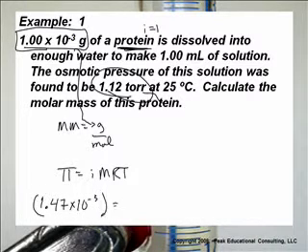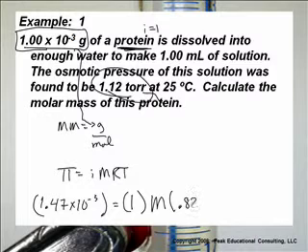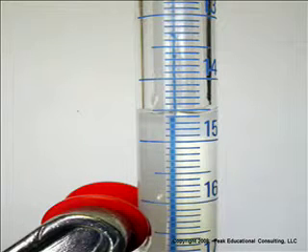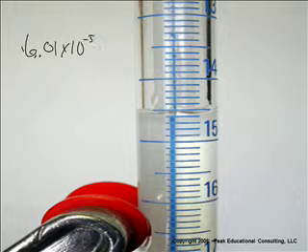So pi is equal to i, which is 1, times the molarity, which is what we're going to solve for, times 0.08206, times the temperature. We're at 25 Celsius, so in Kelvin that's 298 K. So what would our molarity be? Molarity is 6.01 times 10 to the negative 5, and that's moles per liter.